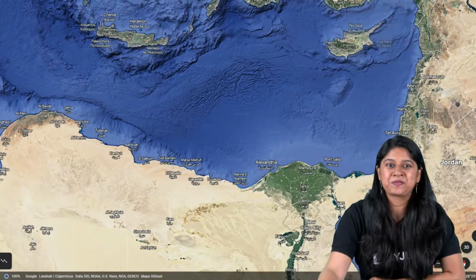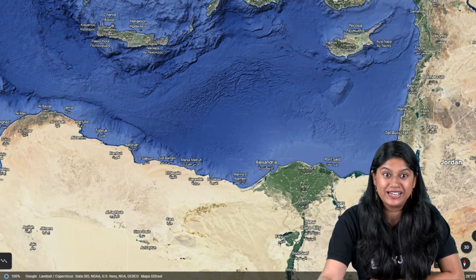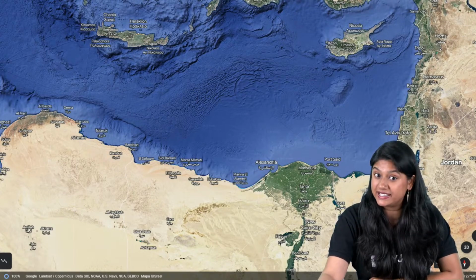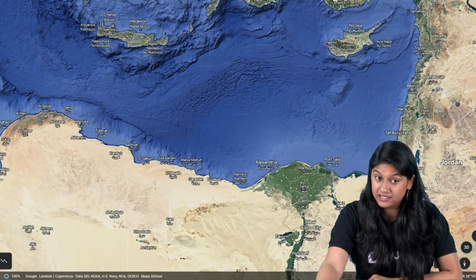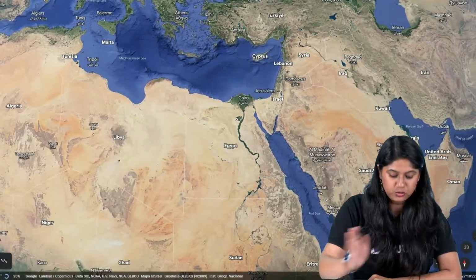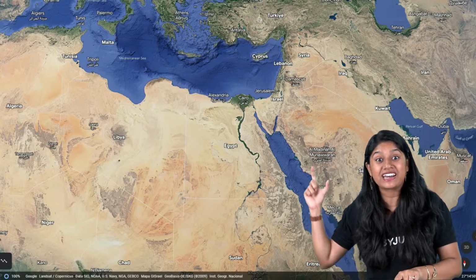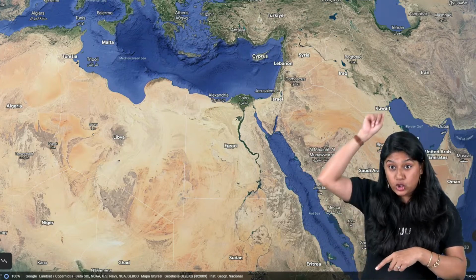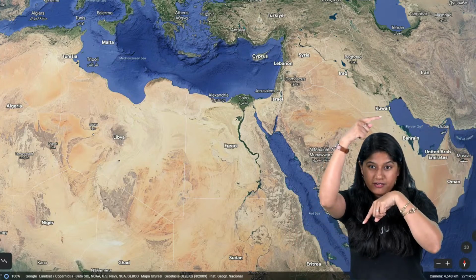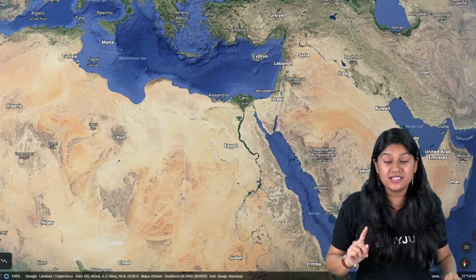Which ocean is this? Tell me, at the north, which one do we have? Very good. These are from Google Maps. So we have the Mediterranean Sea. It's an amazing thing, right? At the top, we have the Mediterranean Sea. And over here, to the right, we have the Red Sea. Can you see this small portion? That is the Red Sea.